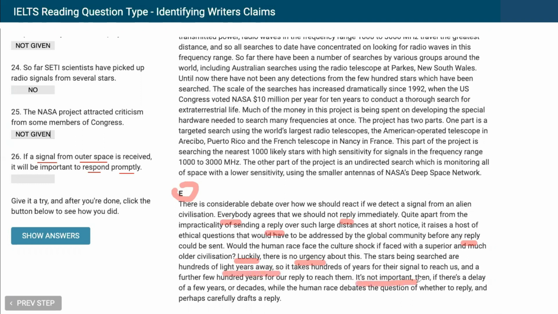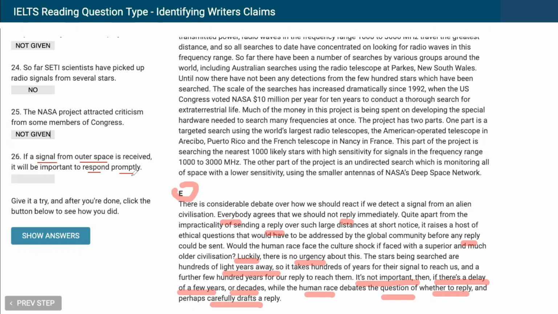It's not important then if there's a delay of a few years or decades while the human race debates the question of whether to reply and perhaps carefully drafts a reply. All right, so this first sentence, first and second sentences, and this last sentence give us a lot of information.